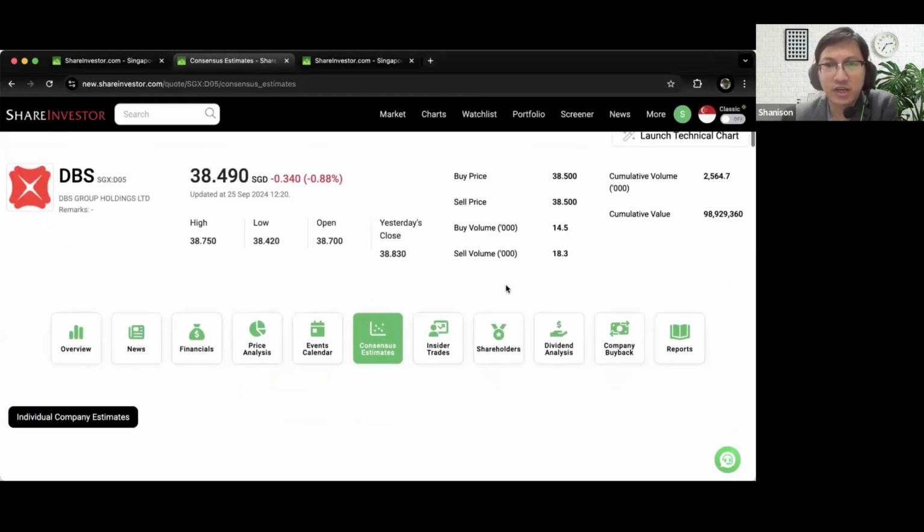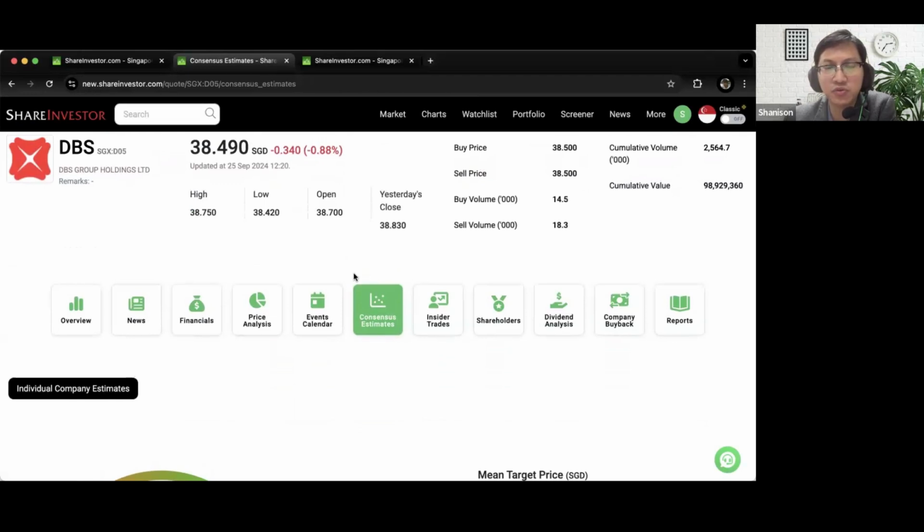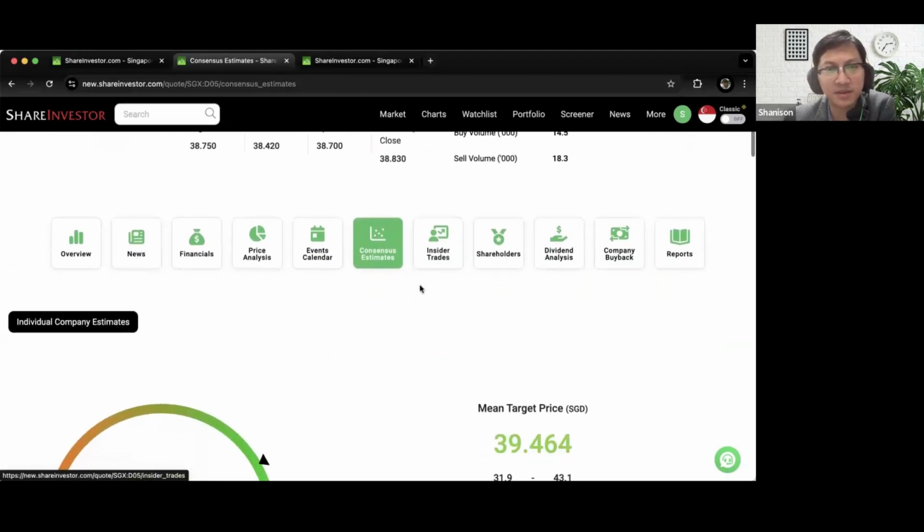So just a quick recap, in the fact sheet, we aggregate all the information about individual companies over here. That is DBS. You can see the overview, the news about DBS, all the financial results, price analysis, events calendar, all of this is related to DBS. So it's very easy for you to navigate around.